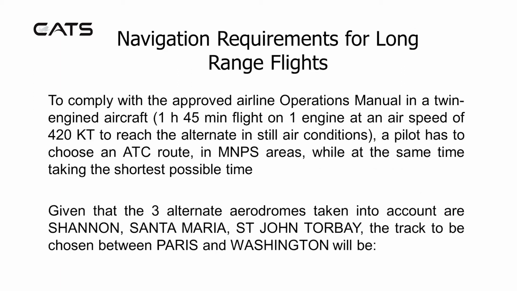To comply with the approved airline operations manual in a twin-engine aircraft, 1 hour 45 minutes flight on one engine at an airspeed of 420 knots to reach the alternate in still air conditions, a pilot has to choose an ATC route in MMPS areas, while at the same time taking the shortest possible time. Given that the three alternate aerodromes taken into account are Shannon, Santa Maria, St. John Torbay, the track to be chosen between Paris and Washington will be.